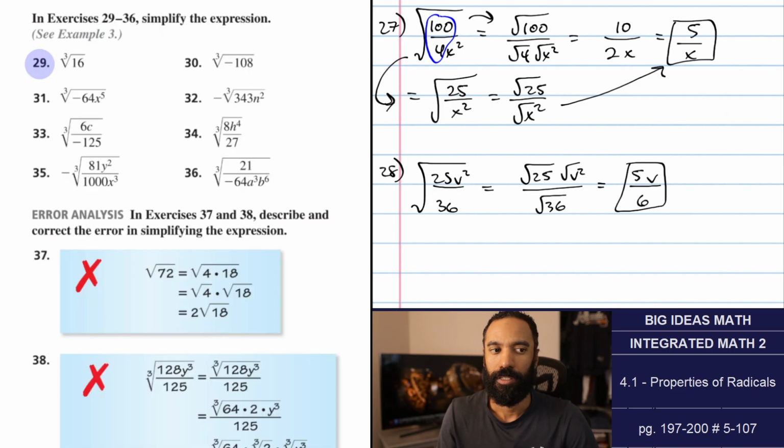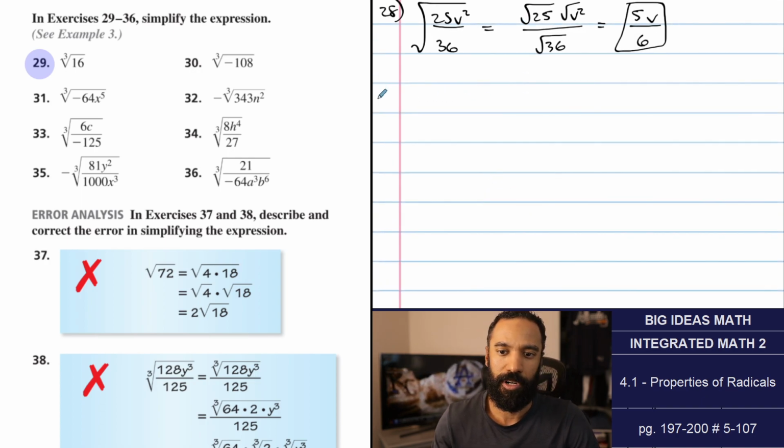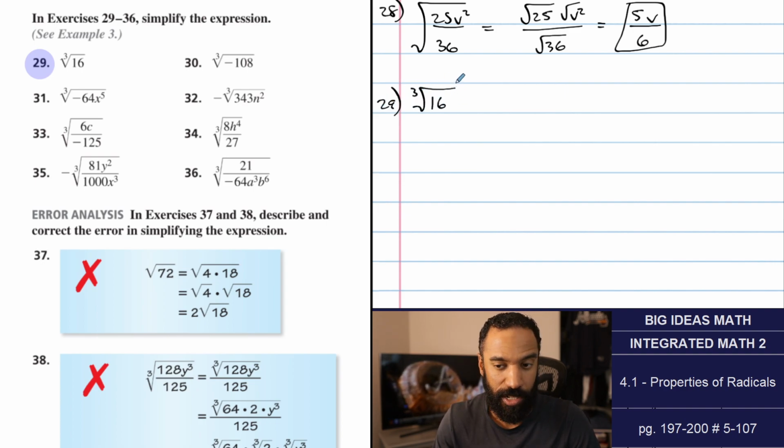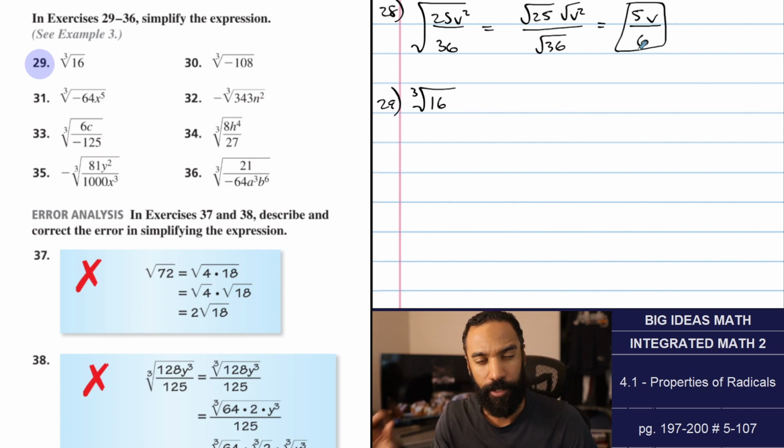Okay. Numbers 29 to 36 simplify the expression. Now we are dealing with cube roots. So number 29, we have the cube root of 16. Now the square root of 16 is 4. It's not square roots anymore. It's cube roots. Perfect cube numbers included.